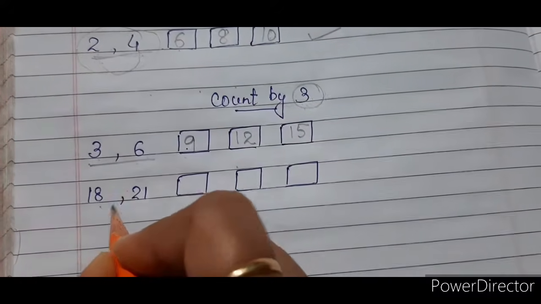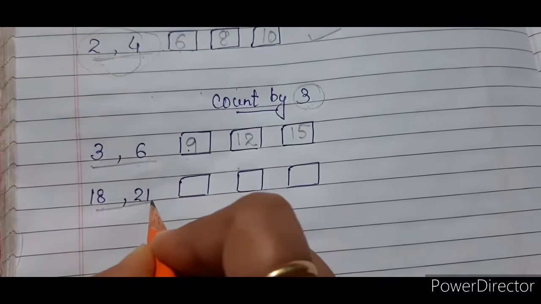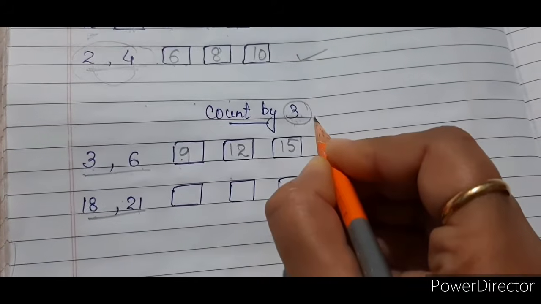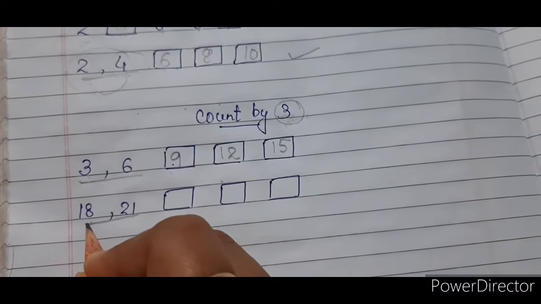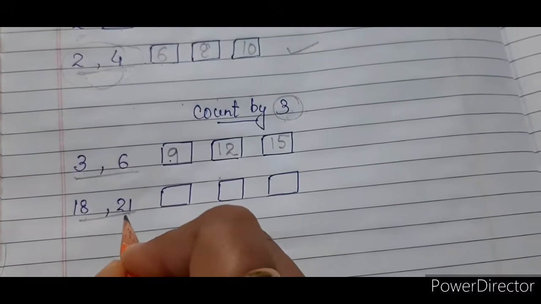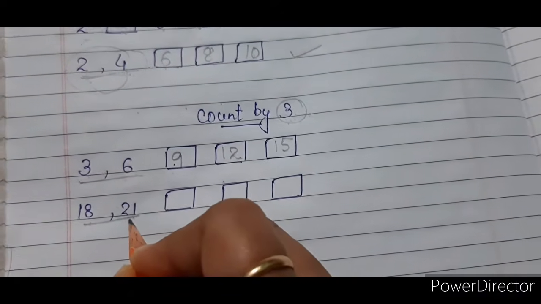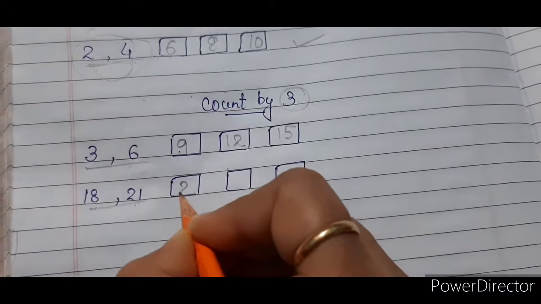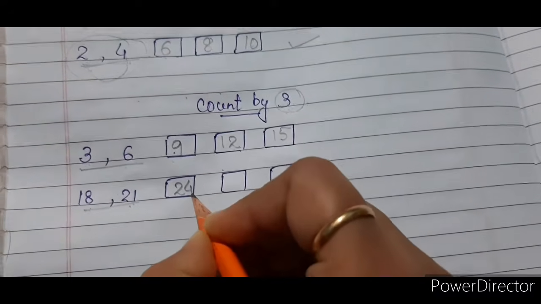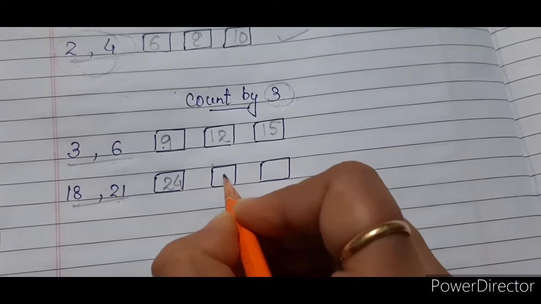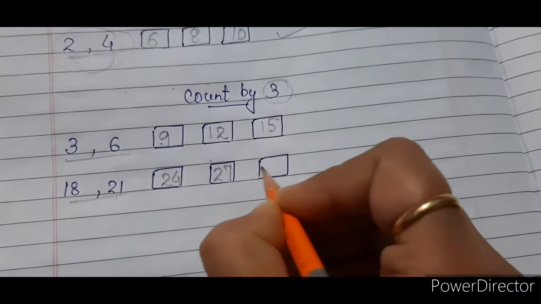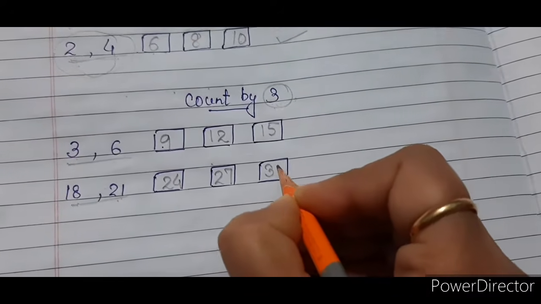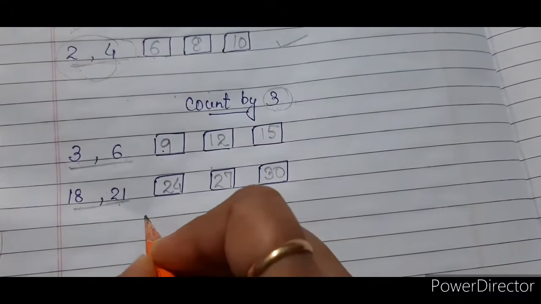Next 18 and 21. The same way you can see हमें 3 से ही count करना है. 18 then 21. 3 sixes are 18. 3 sevens are 21. Then 3 eights are 24. Then 3 nines are 27. 3 tens are 30. Understood? So this way we are going to do.